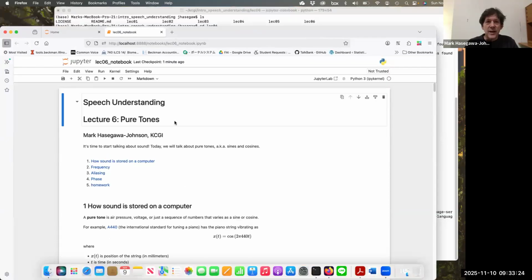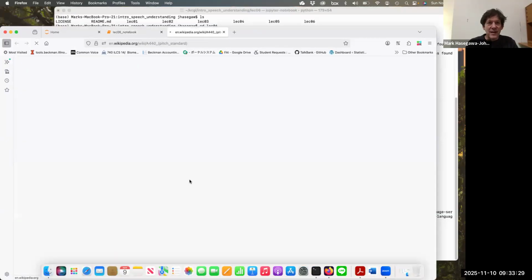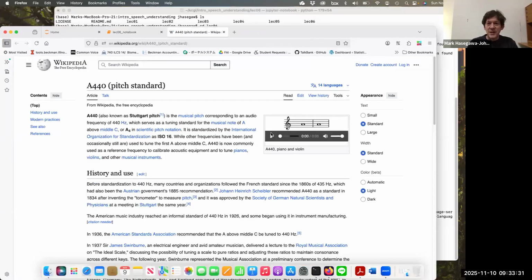So let's go ahead and look up A440, for example. A440 on Wikipedia shows that this is the pure tone on the computer, or the Stuttgart pitch. It's the standard pitch corresponding to the A at the center of the piano, the fourth A on the piano.